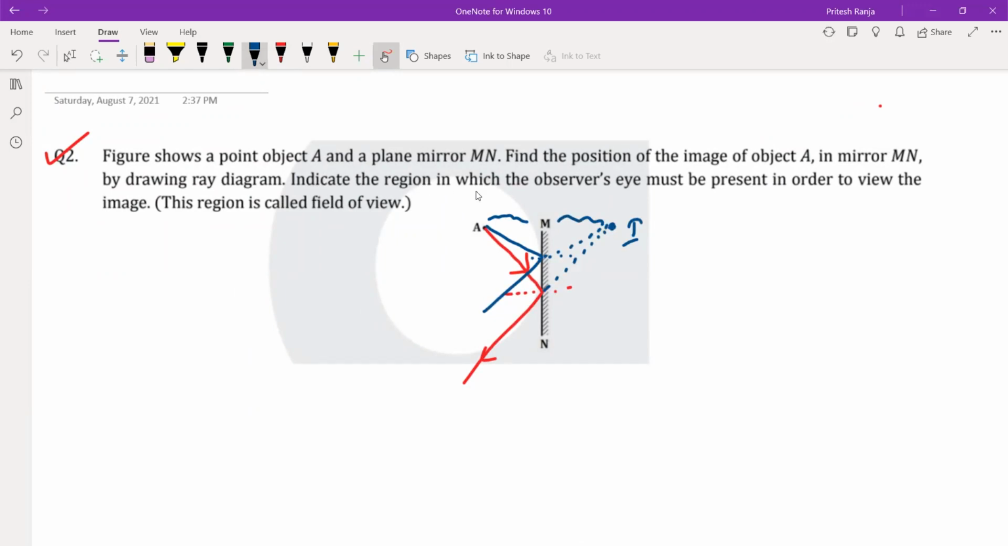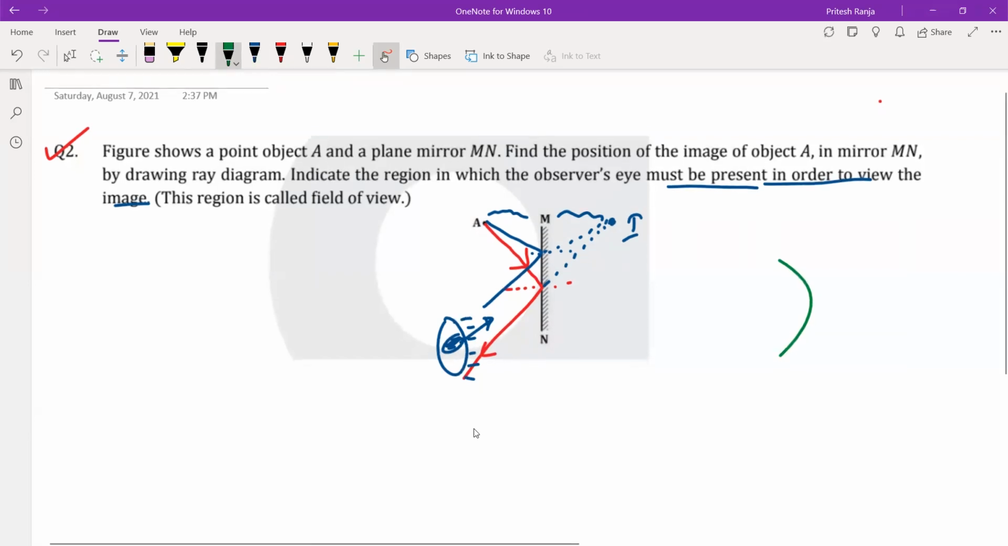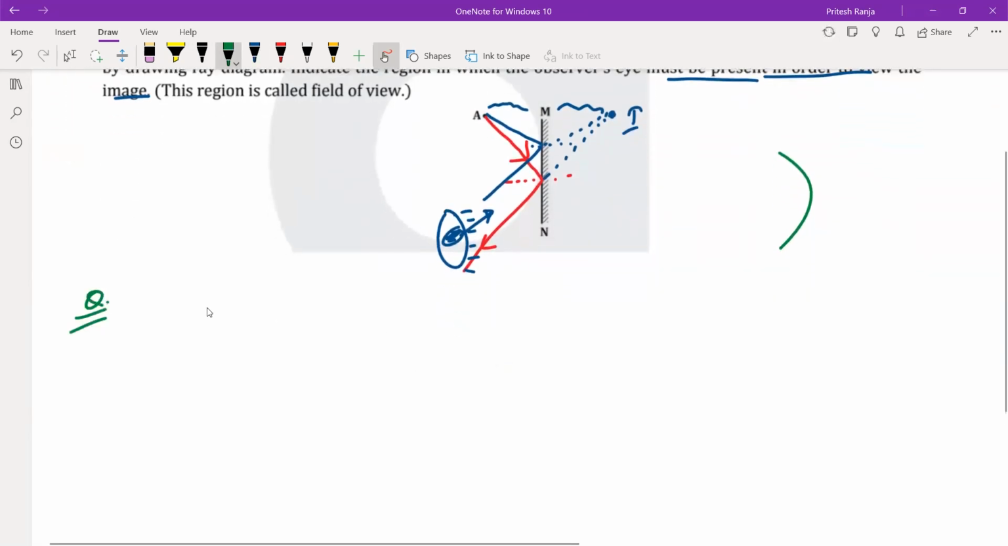So you have to indicate the region in which the observer's eye must be present in order to view the image. So here you need to use the eye. You need to keep the eye here so that you can observe the image, because our line of sight is a straight line. So we have talked about the speed of image and object, how we have related with respect to curved mirrors. So with respect to a plane mirror, let us do a simple question.